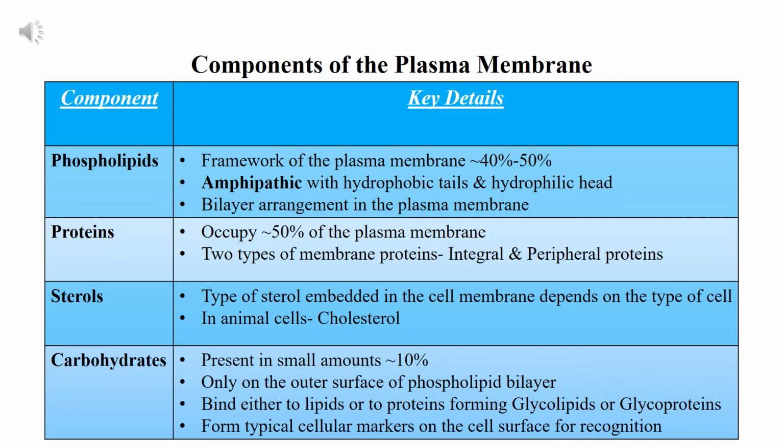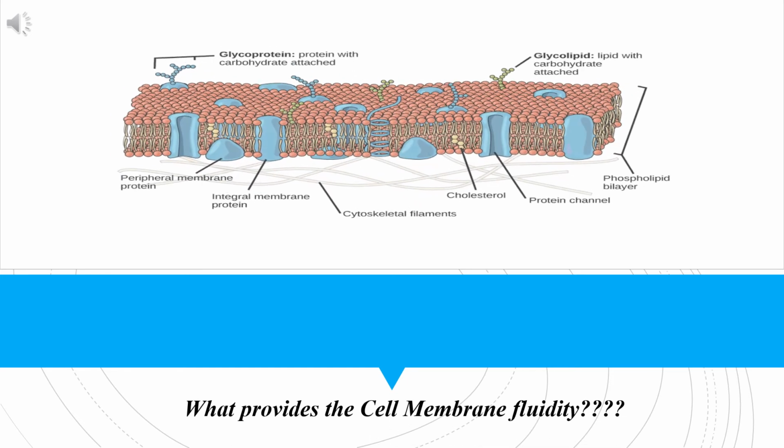Carbohydrates. Carbohydrates are found in very small amounts, around 10%. They occupy only the outer surface of the phospholipid bilayer. They either bind to the lipids, forming glycolipids, or bind to the proteins, forming glycoproteins. They form typical cellular markers on the cell surface for recognition. The cell membrane is fluidic in nature. Now, what gives the cell membrane this fluidity?